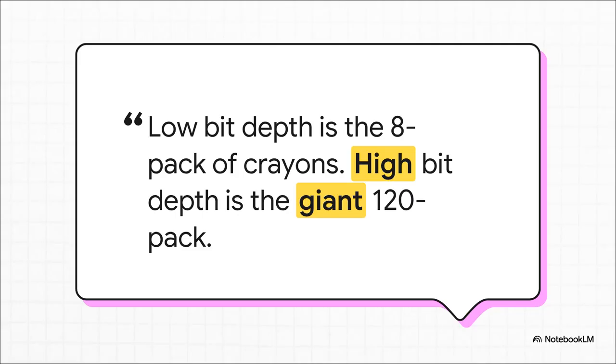You know, a really great way to think about bit depth is with crayons. A low bit depth image is like that basic 8-pack of crayons you had as a kid. You can draw, but you'll see these harsh bands of color instead of smooth gradients. But a high bit depth image, that gives you millions of colors. That's the giant 120-pack with the sharpener built right in, letting you capture every single subtle shade perfectly.